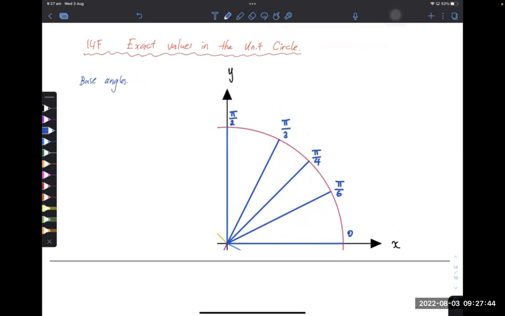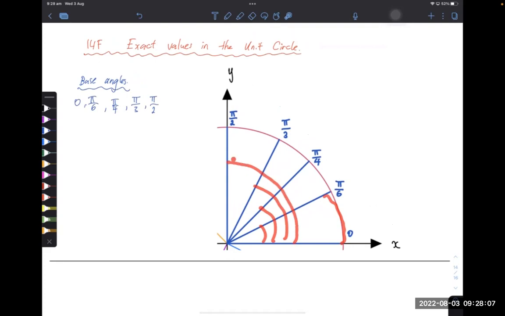So our base angles are going to be pi on 6, pi on 4. Sorry, I'm just going in order here. Pi on 3 and pi on 2. And we also have 0 here as well. So notice how I'm going, the angle's increasing every time. Understood? Excellent.